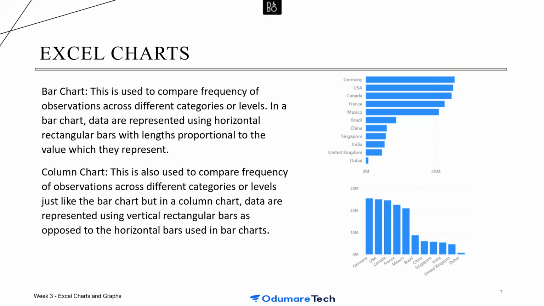The column chart is also used to compare frequency of observation across different categories or levels, just like the bar chart. But in a column chart, data are represented using vertical rectangular bars as opposed to the horizontal bars used in bar charts. Can someone tell me the difference between bar charts and column charts? From what we've heard, what do you think is the key difference?